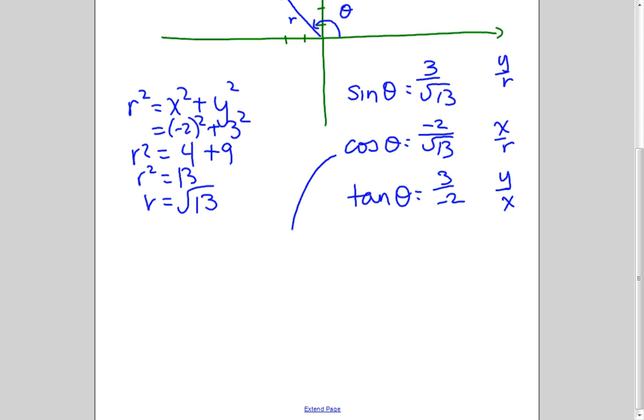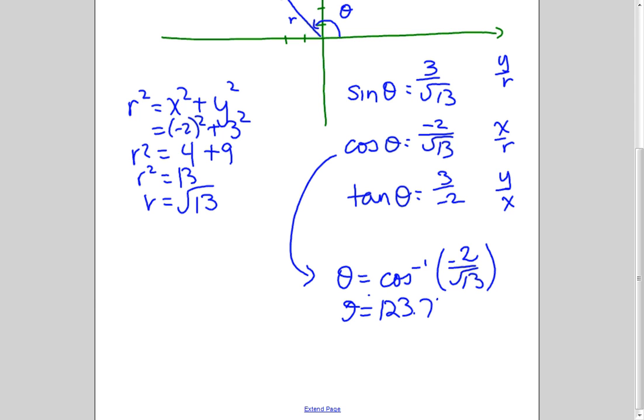I want to find the angle. So I'm going to use this trig ratio. If I want to find theta, I use second function cos minus 2 over root 13. Which is about 123.7 degrees.